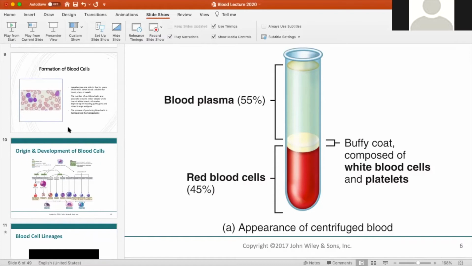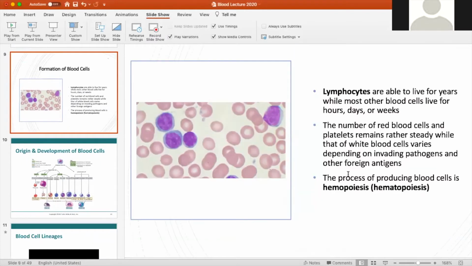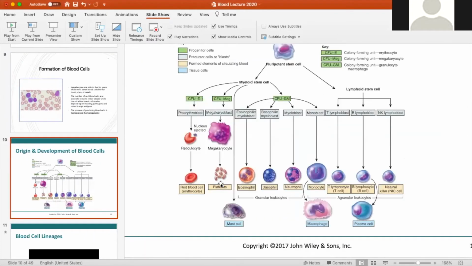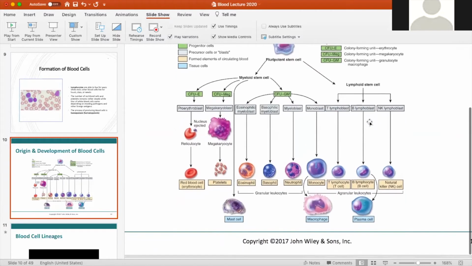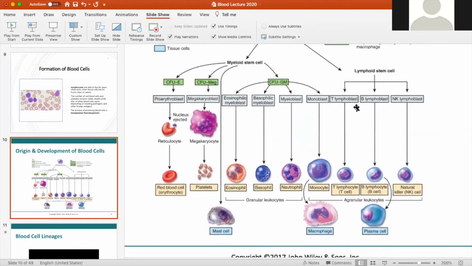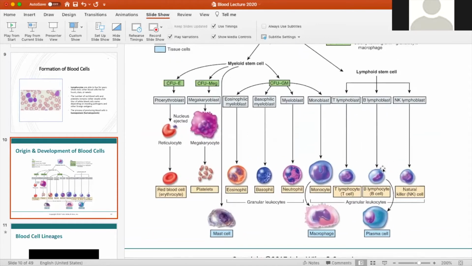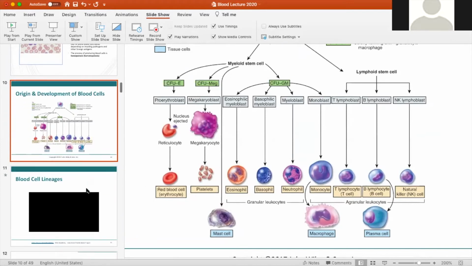So when we think about these blood cells, we want to think about where they're formed. And if you look up here, we have the main cell, which is a stem cell. This is going to develop into two parts of stem cells: myeloid cells and lymphoid cells. So this main stem cell here is going to be the major part of where all of our blood cells are going to come from. And we'll go a little bit more specific in a later video.